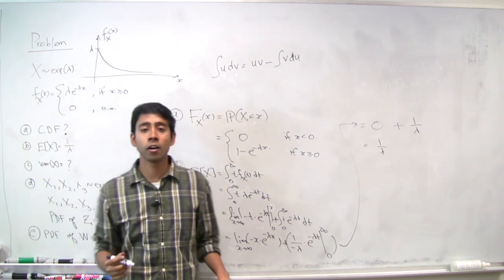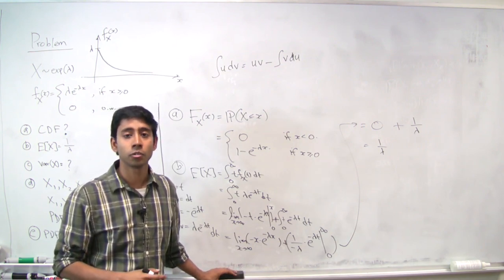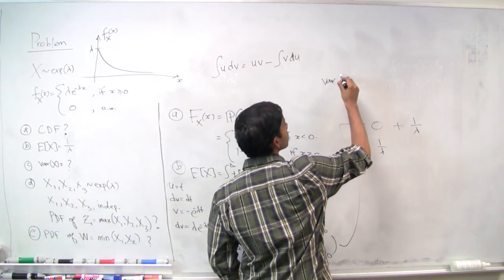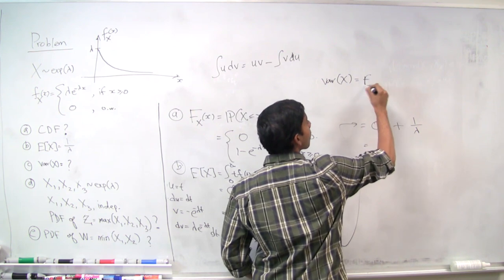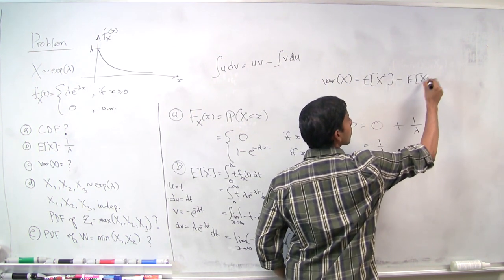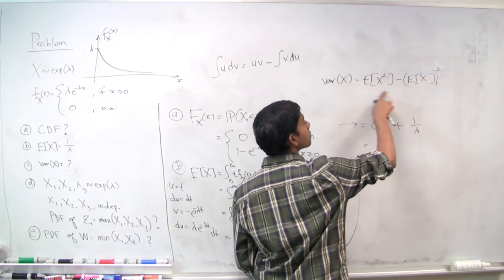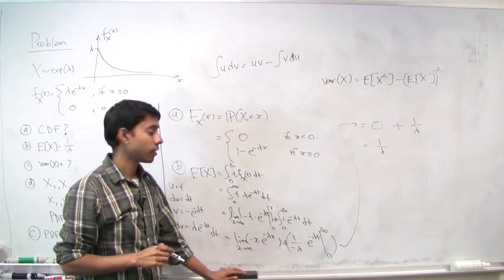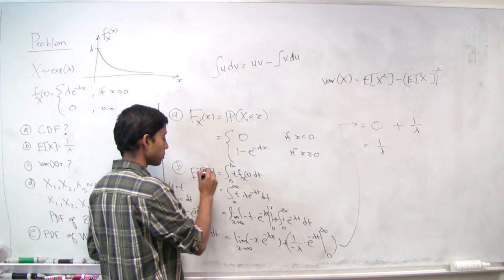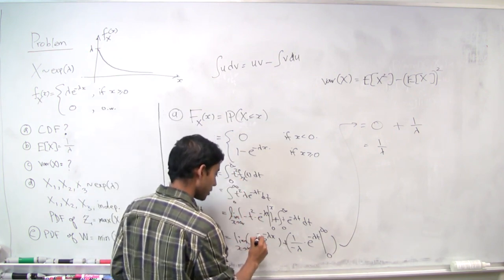Now, what's the variance? That's part C. We use the standard formula for variance, which is this. We already figured out the expectation. We just need to figure out the expectation of X squared. We're just going to follow the same set of steps from before. For X squared, it's just going to be t squared in the integral.